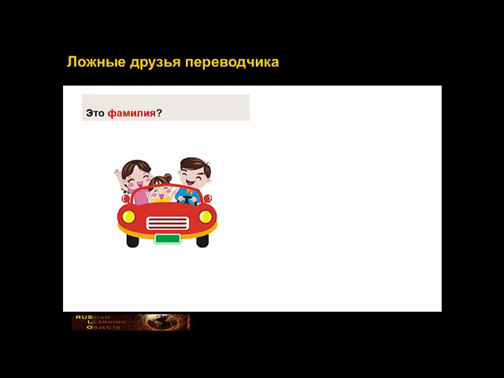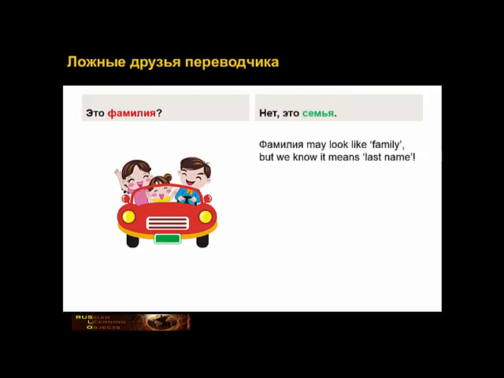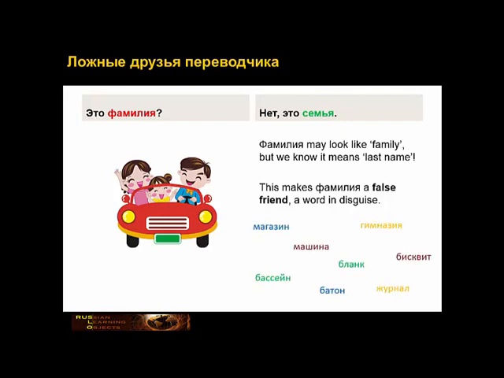Это фамилия? Нет, это семья. Familia may look like family, but it actually means last name, which is not what's shown in the picture on the left. This makes familia a false friend, or a word in disguise. Can you think of any other false friends? Here are just a few more easy examples.